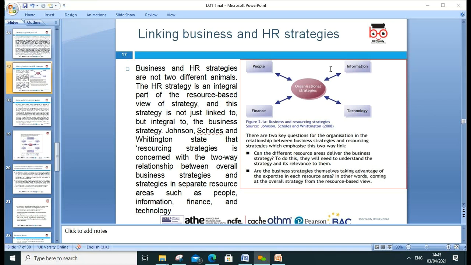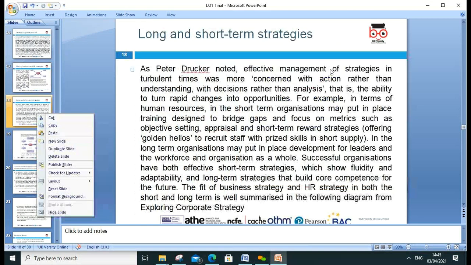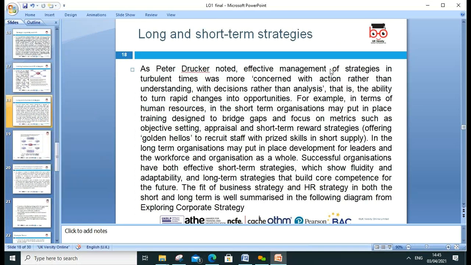We have a model, RBV, the resource-based view. HR is a big resource for an organization. Those organizations have good staff. They can really, especially think about Apple, think about Google.